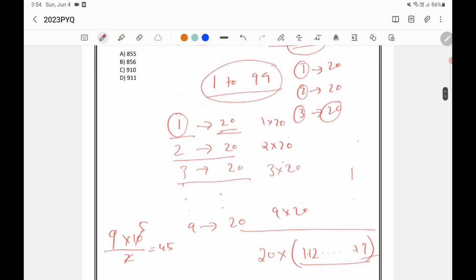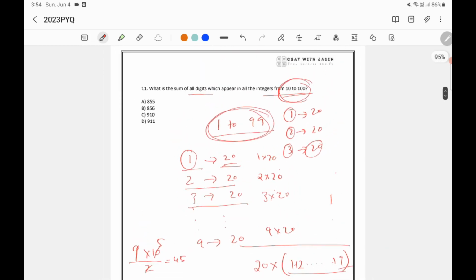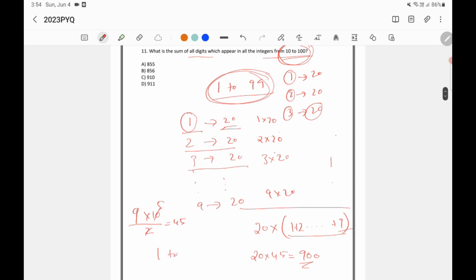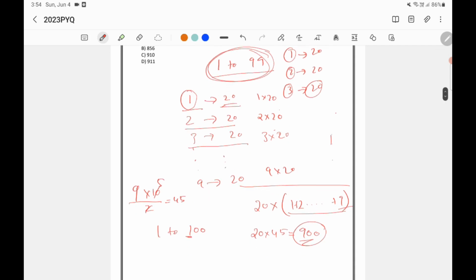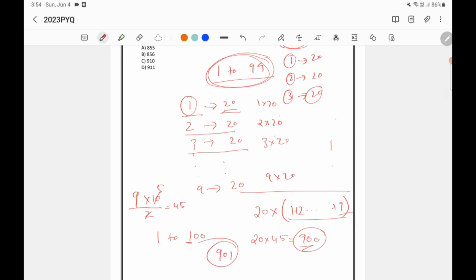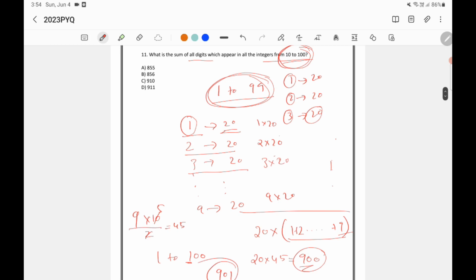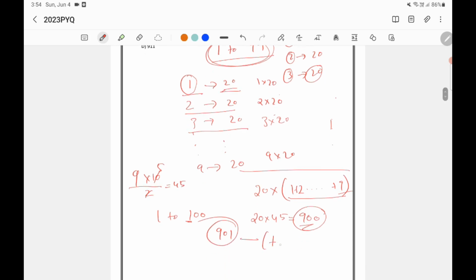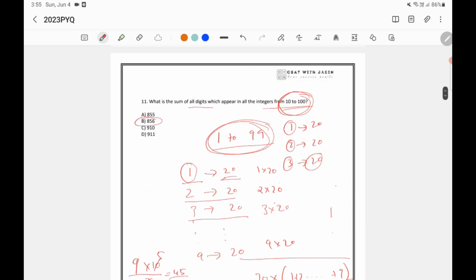But we have calculated from 1 to 99. The question was from 10 to 100. So 1 to 99 is 900. For 1 to 100, you need to add 1, because in 100 you have 1, right? So it will be 901. But I need to find from 10 to 100, not 1 to 100. So I have to subtract 1 to 9 from it. 1 plus 2 plus 3 plus 4 plus etc. till 9 is 45. So just subtract 45 from 901, you will get 856. So the answer is 856, option B.